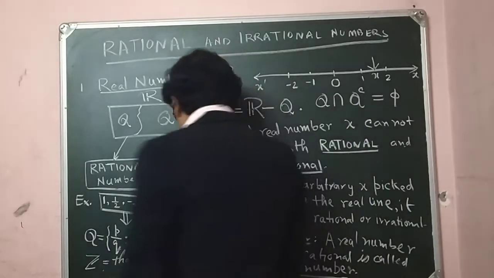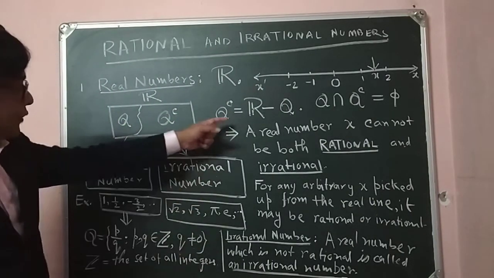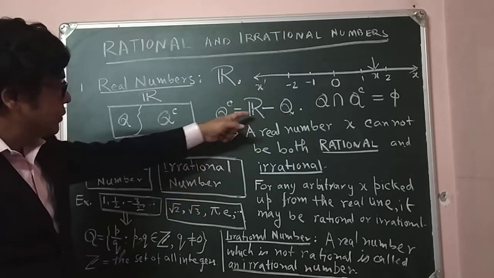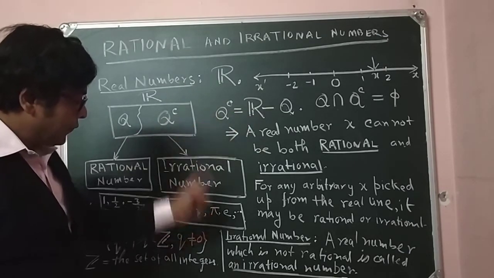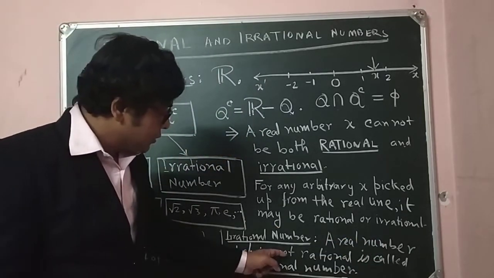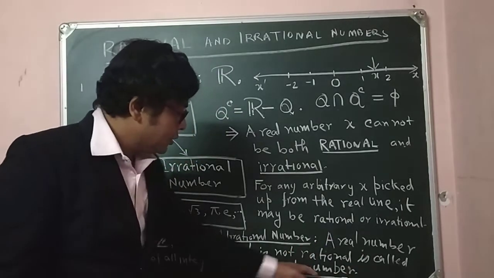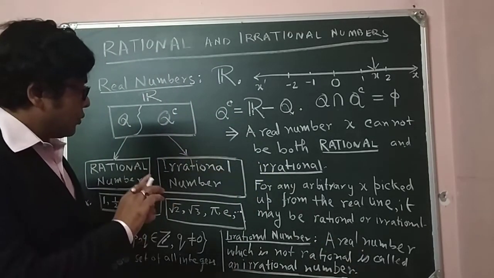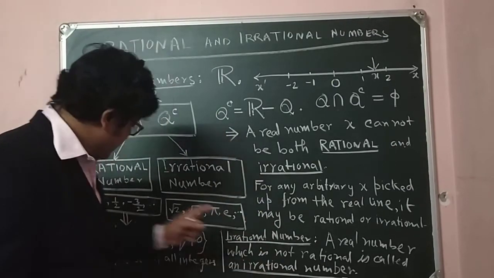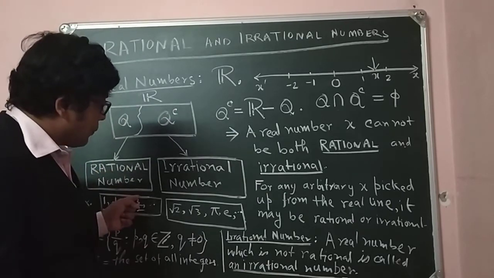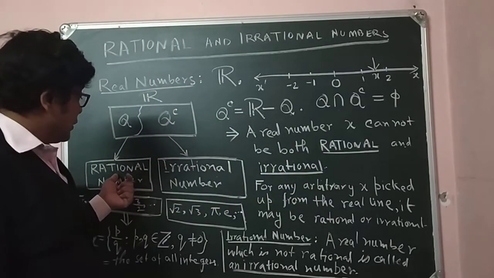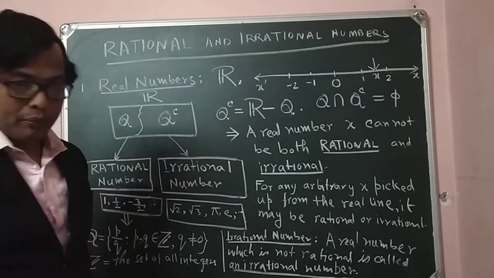Now how do we define the irrational number? By definition, Q complement is the set of all irrational numbers. This means that it is not rational. A real number which is not a rational number is called an irrational number. So the important thing is that an irrational number is also a real number, and a rational number is also a real number. Any real number cannot be simultaneously a rational number and an irrational number.